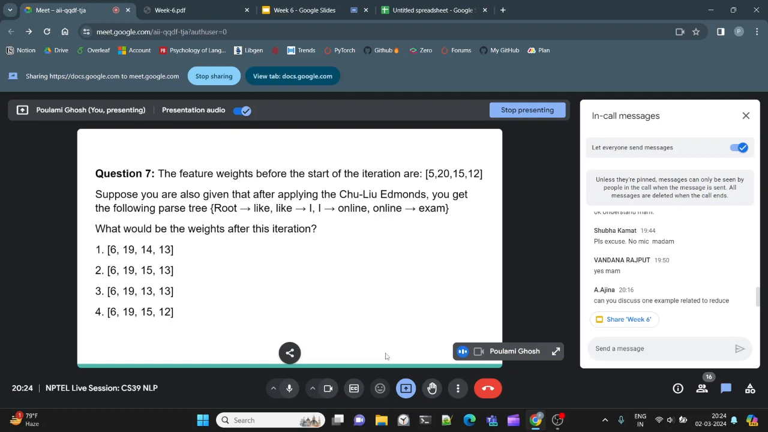So Arjuna is saying, can we discuss a problem related to reduce? We'll take it up. Maybe two, three more problems are left for the practice session. We'll just complete them quickly, and I'll take up an example related to reduce as well.